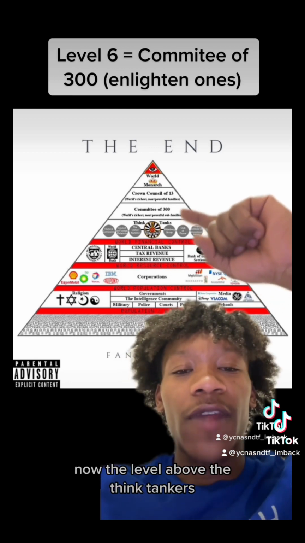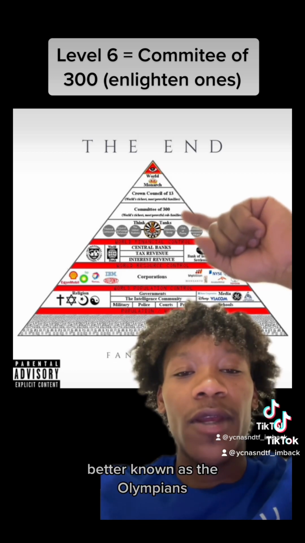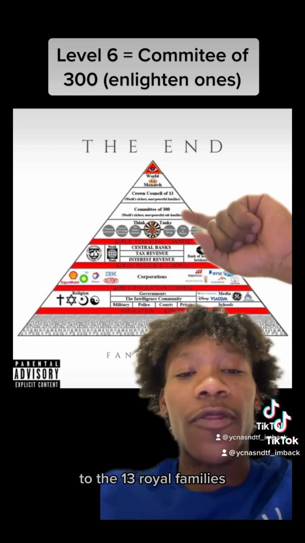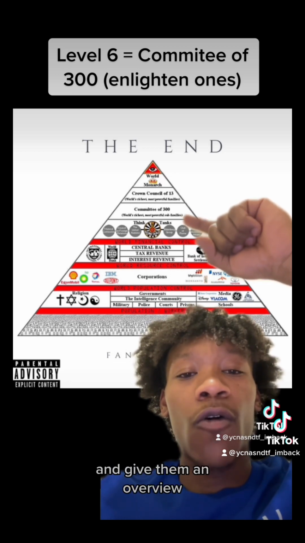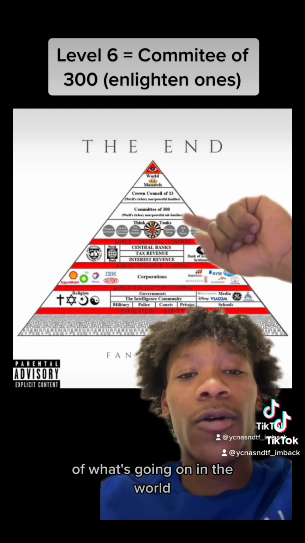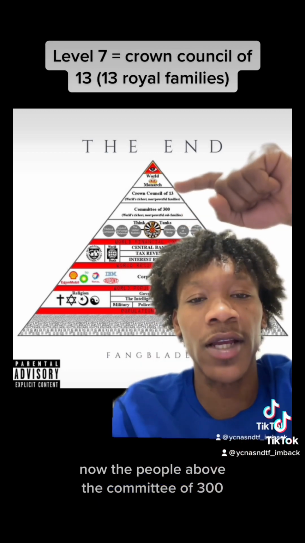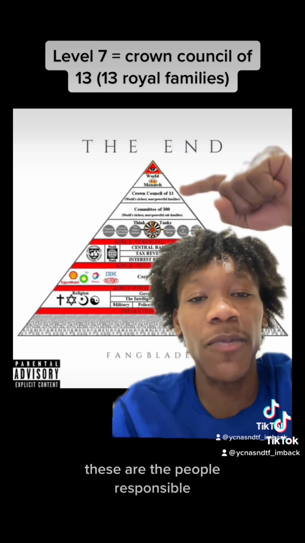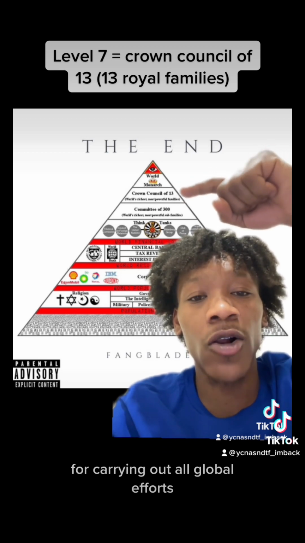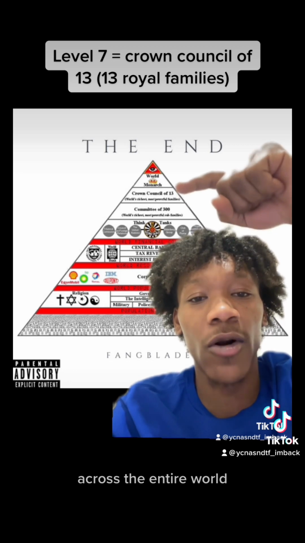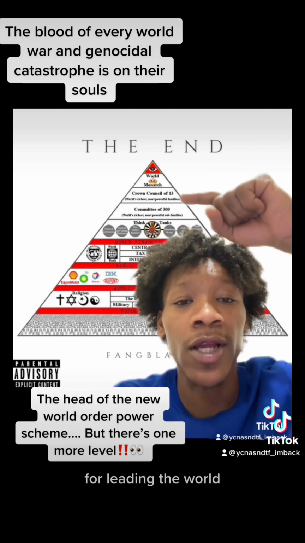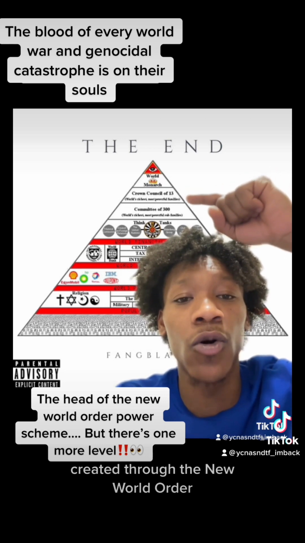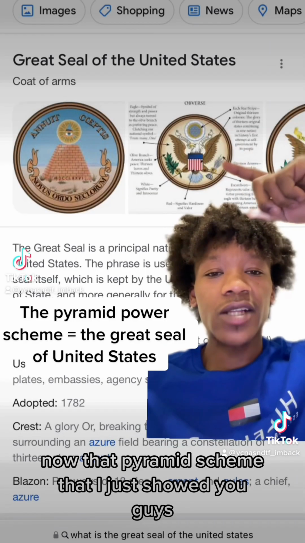Now, the level above the think tankers, better known as the Olympians, are the Enlightened Committee of the 300. They report directly to the 13 royal families and give them an overview of what's going on in the world. Now, the people above the Committee of 300 is the Crown Council of 13, the 13 royal families. These are the people responsible for carrying out all global efforts across the entire world. They're responsible for leading the world into the end times through a pyramid scheme created through the New World Order.